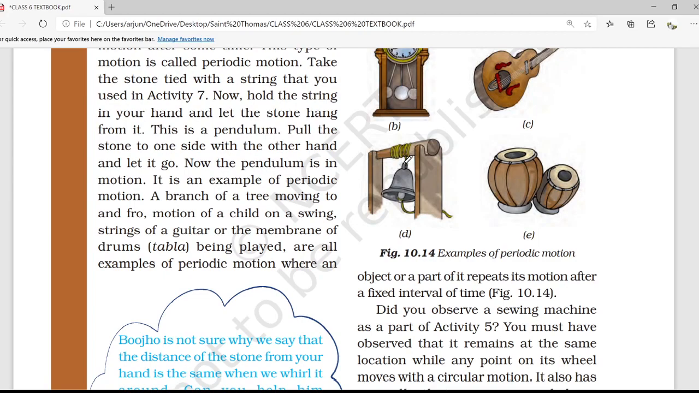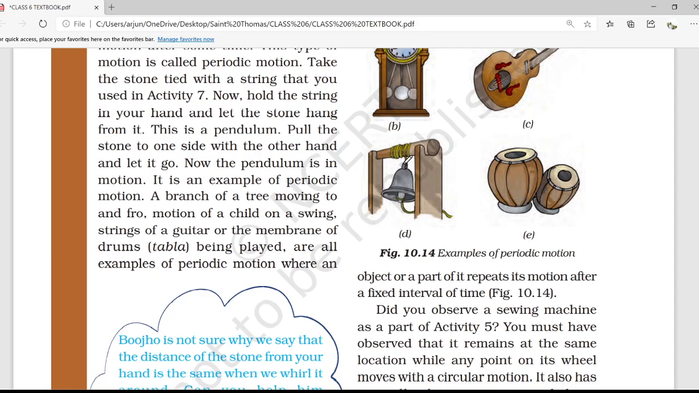What you will see is, if you hold the stone on the left-hand side and then release it, the stone will go to the center, then it will go somewhat to the right side, then it will again come to the center, and again go to the left. This type of motion will be seen. Now the pendulum is in motion. It is an example of periodic motion.